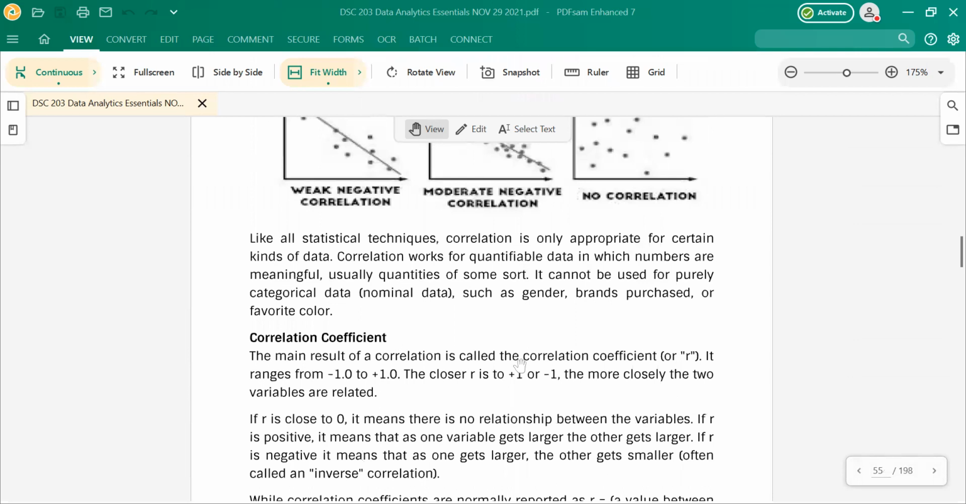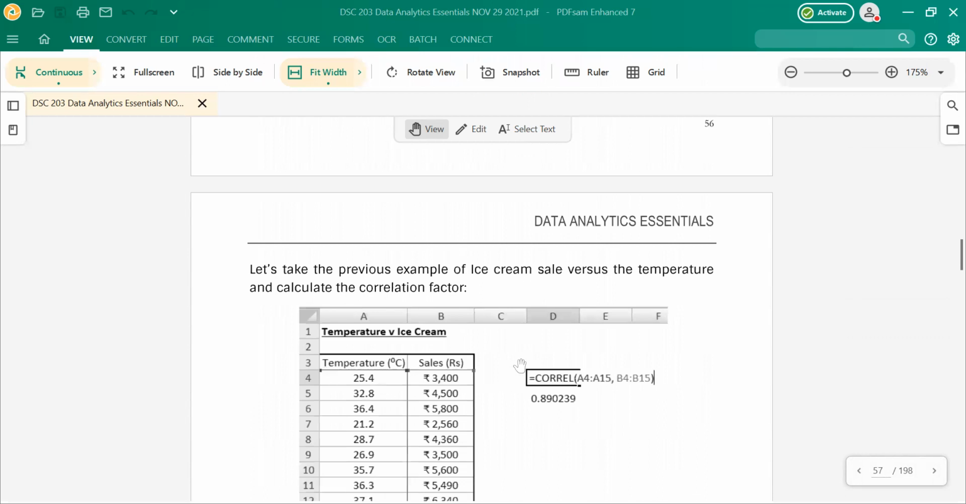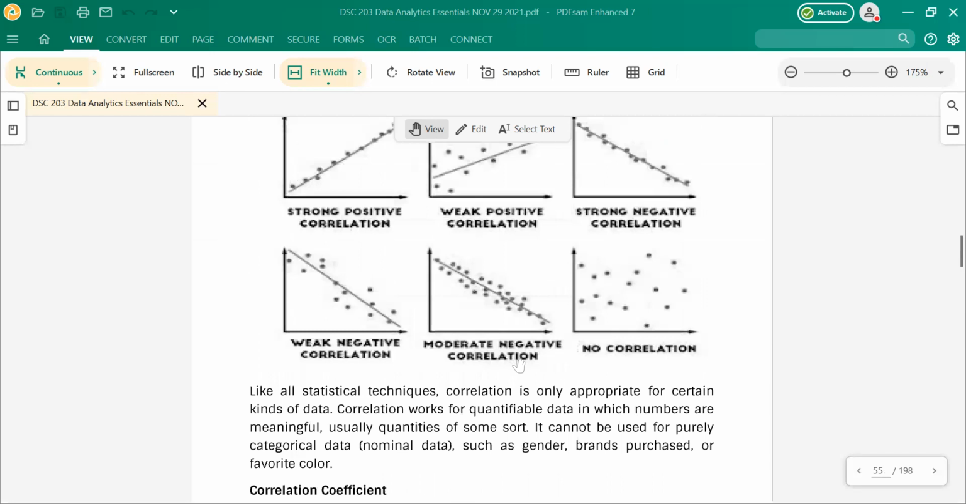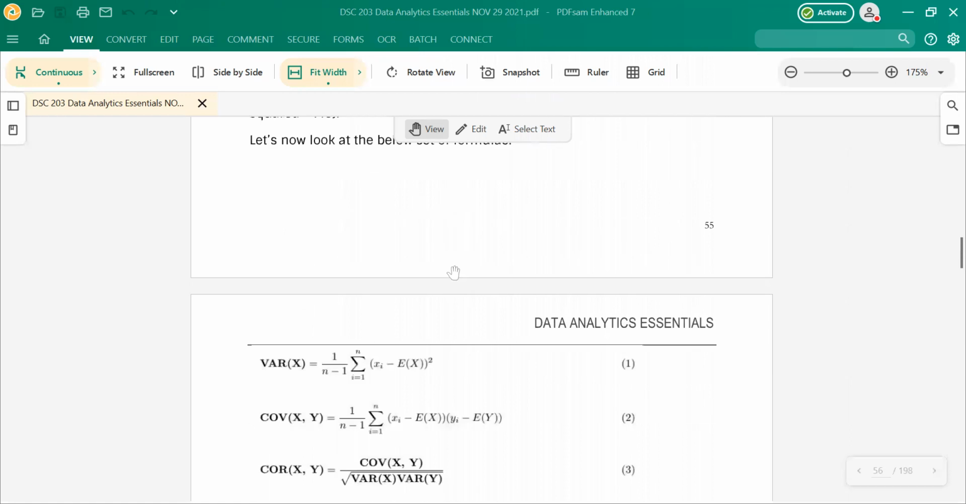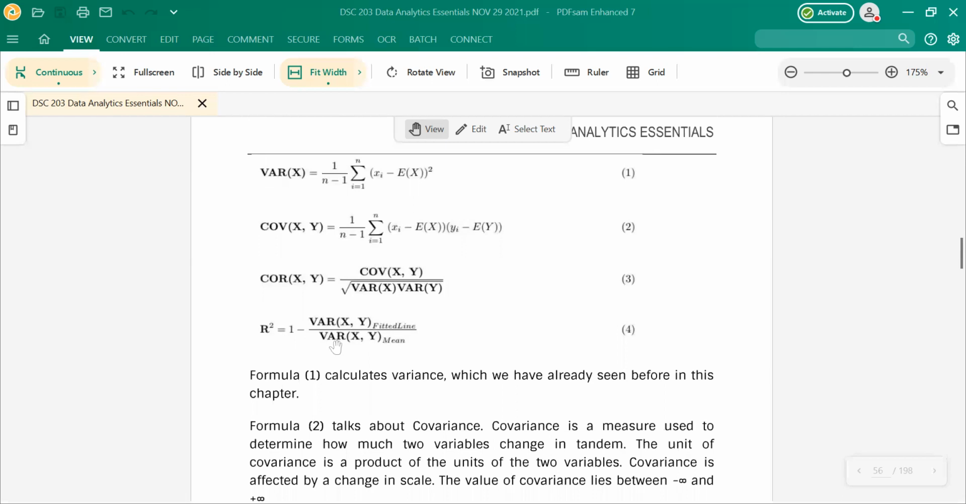Correlation we have done. What is correlation? Relationship between two variables, right? One is on the x-axis, one is on the y-axis. So we don't have to discuss it. So this is how you calculate R square. R square is 1 minus the variance of the fitted line by the variance of the mean line.